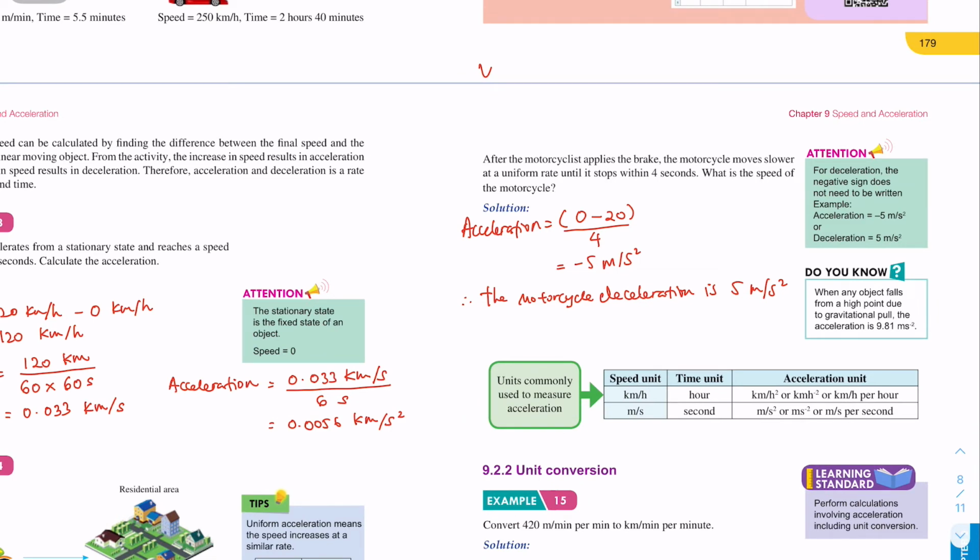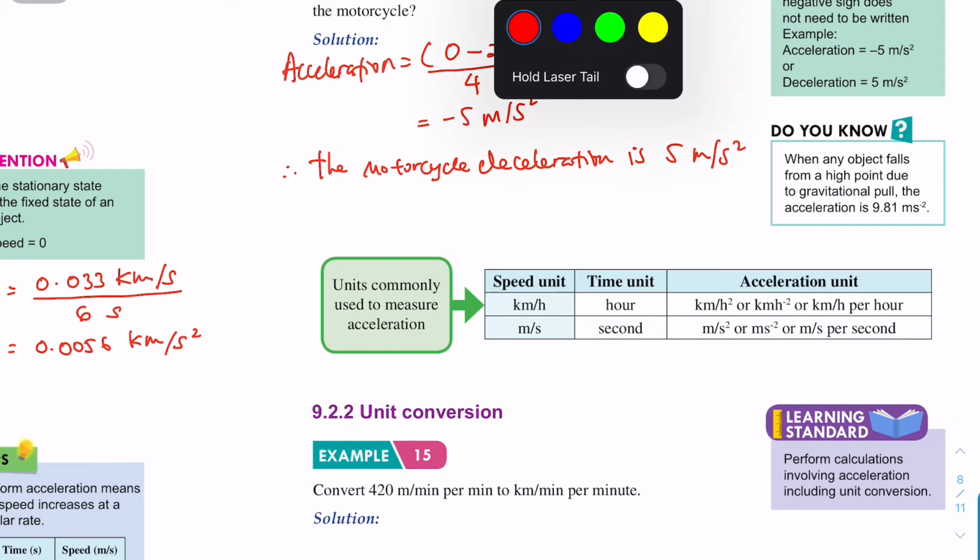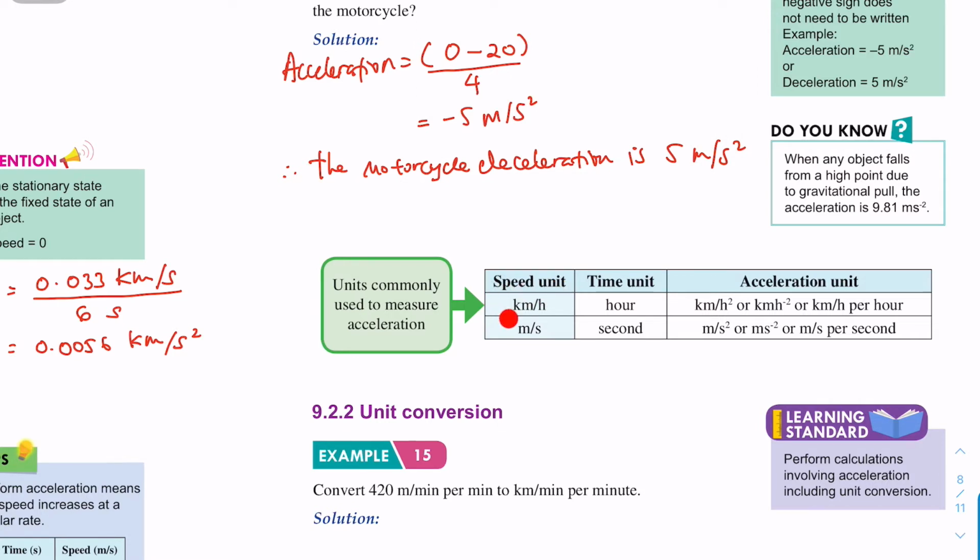Cuba tengok di sini. Unit commonly used to measure acceleration. Speed kilometer per hour, time unit adalah hour. Acceleration unit biasanya kilometer per hour square or kilometer h kuasa negatif 2 ataupun kilometer per hour per hour, ataupun kita boleh gunakan meter per second. Di sini time unit kita adalah second. You can write it as m over s square or ms power of negative 2, or you can write it as meter per second per second. Lepas tu ada kuasa 2 sebab 2 kali per second.